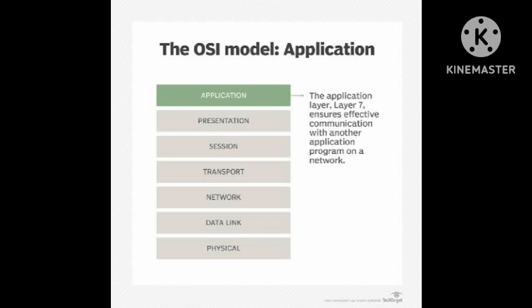The first is the application layer. The application layer sits at layer 7, the top of the Open Systems Interconnection, or OSI, communications model. It ensures an application can effectively communicate with other applications on different computer systems and networks. The application layer is not an application.